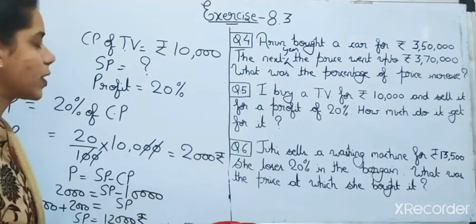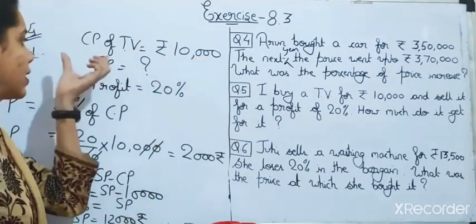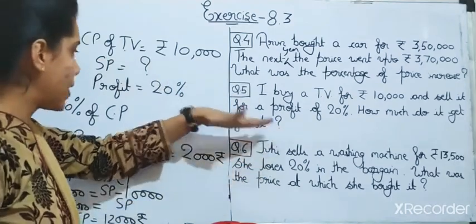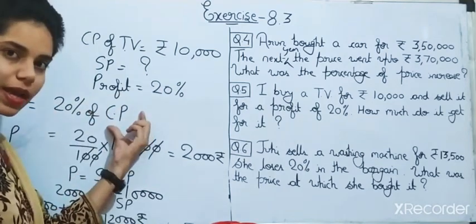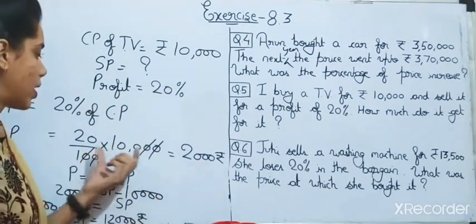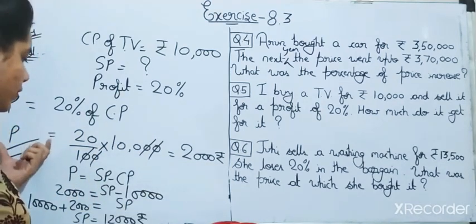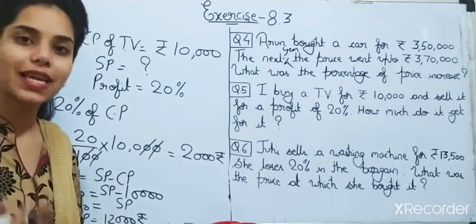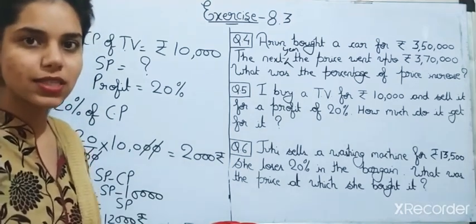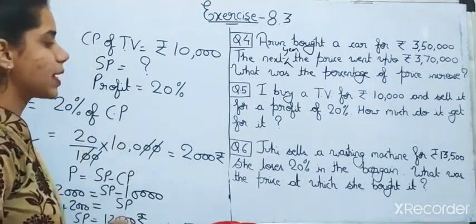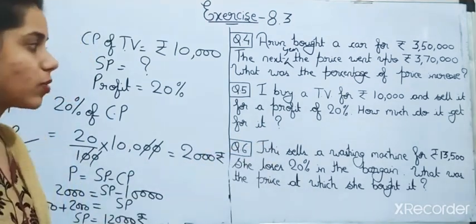So first of all, cost price was given to us, which was 10,000. SP was not given. We have to find out the SP, and profit percent was given. That profit percent is applied on the cost price. So the profit on the TV was 2,000 rupees, and after finding the profit, we can determine the selling price. The selling price was 12,000 rupees. Understood this thing? Now, question number 6 is, Juhi sells a washing machine for rupees 13,500.